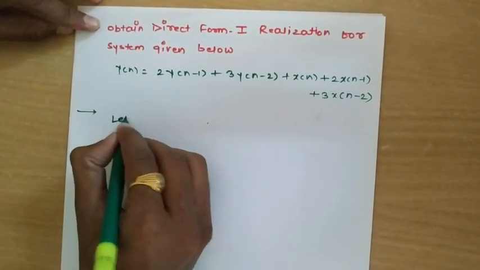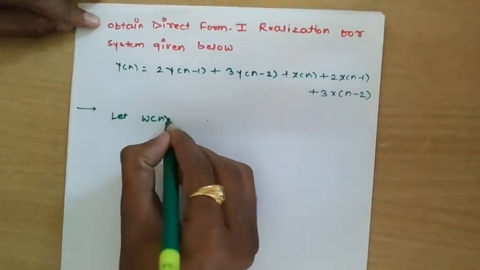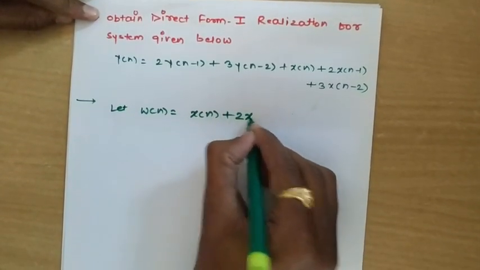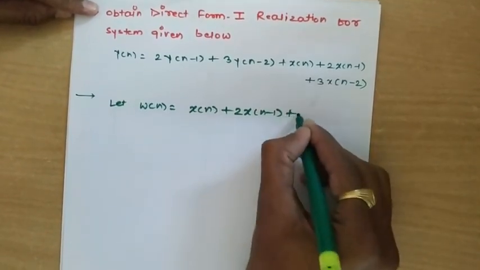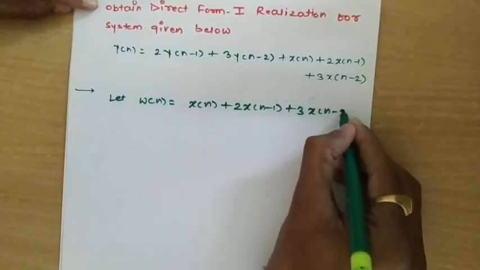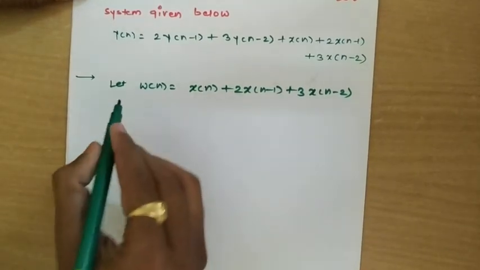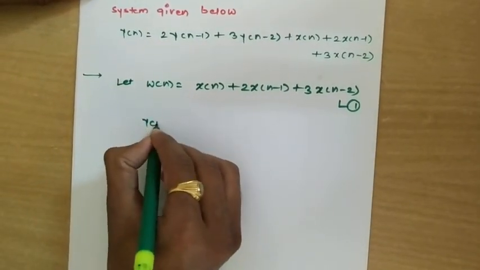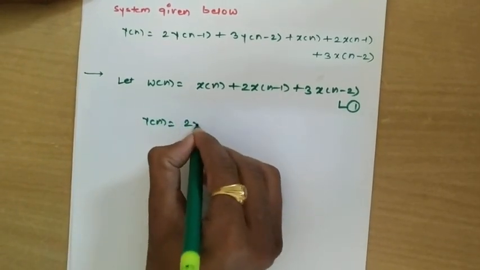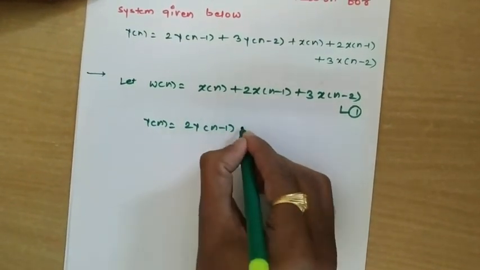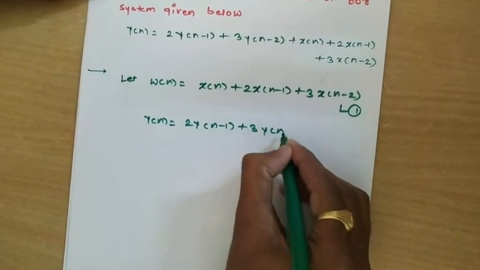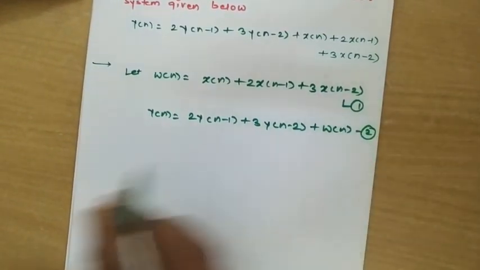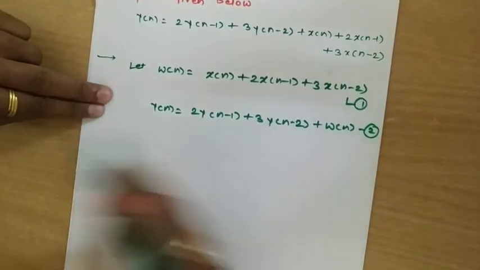Let w of n be equal to all input terms: x of n, x of n minus 1, x of n minus 2. So just consider this is equation number 1. So we'll get the output term y of n as 2 y of n minus 1 plus 3 y of n minus 2 plus w of n. This is my second equation. Now we'll realize equation number 1 and 2 in a similar fashion.